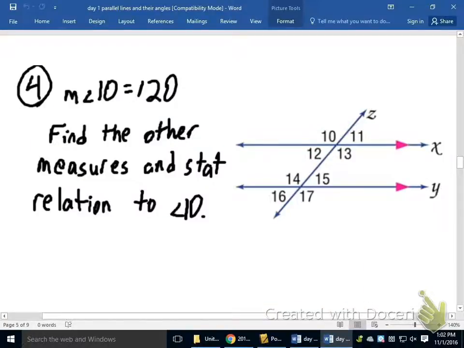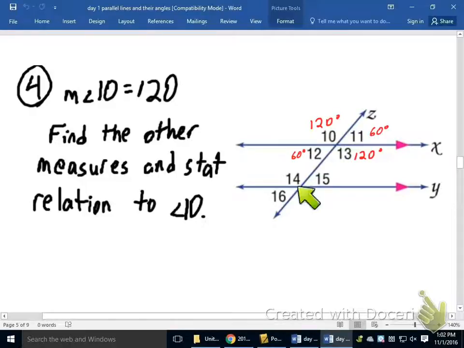Okay, I'm just going to write on the diagram here compared to what I did in class, but angle 10 is 120 degrees, it says. It says find the other measures and state the relationship to angle 10. While I'm doing this, I'm just going to be stating verbally what the relationship is. I would state that angle 13 is 120 degrees. And what I just used to angle 10 is vertical angles. I would state that angle 11 is 60 degrees. What I just used is a linear pair. This is the supplements theorem. Angle 12 would also be 60 degrees for the same reason, supplements theorem. Okay, those are the ones that we would have been able to do before today.